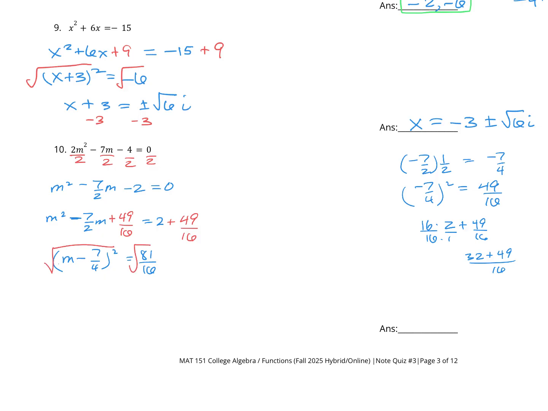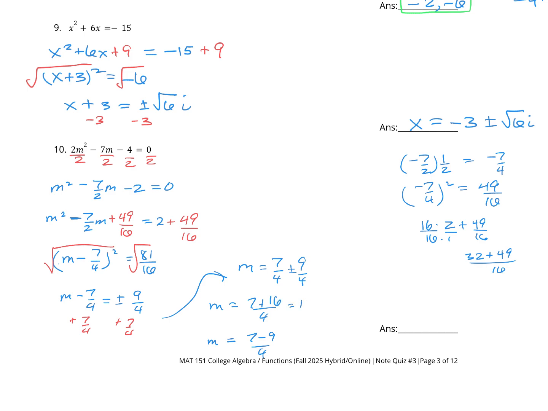So square root both sides. That's m minus 7/4 is equal to plus or minus. Square root of 81 is 9. Square root of 16 is 4. Adding the 7/4 to both sides, I end up with m is equal to 7/4 plus or minus 9/4. Just like before, we can simplify that down to actually nice fraction numbers. So that's 7 plus 9/4 and 7 minus 9/4. Well, 7 plus 9 we know is 16.